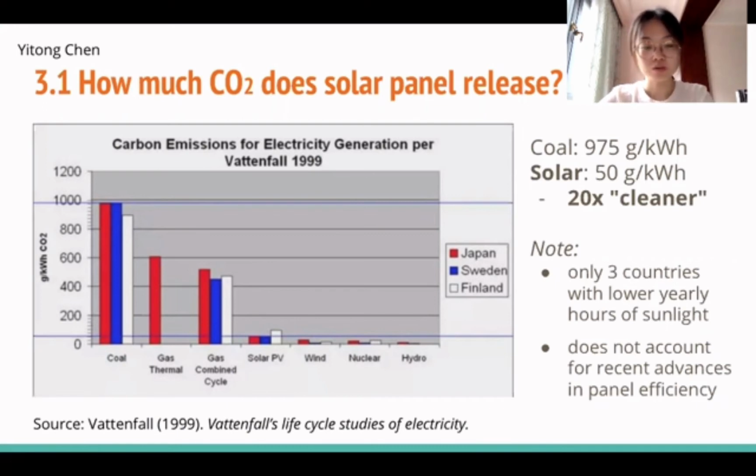Well, it is worth noting that this study only looked at 3 countries, Japan, Sweden, and Finland, which tend to have lower yearly hours of sunlight. This study also does not account for recent advances in panel efficiency over the years, so the efficiency of solar is actually probably much higher.